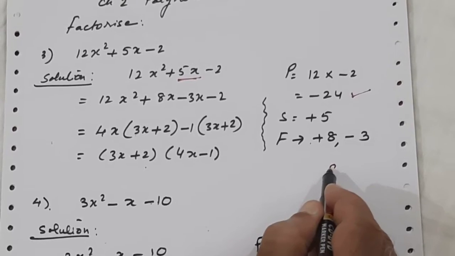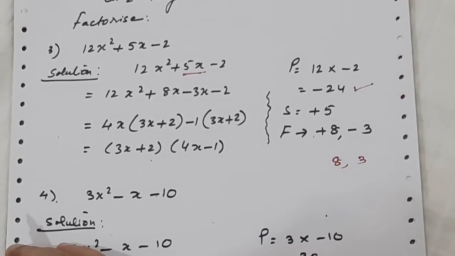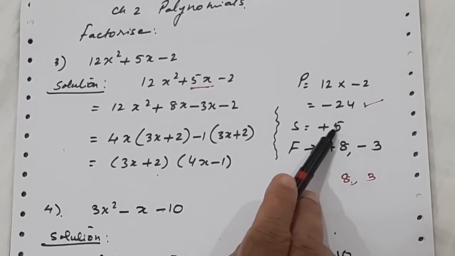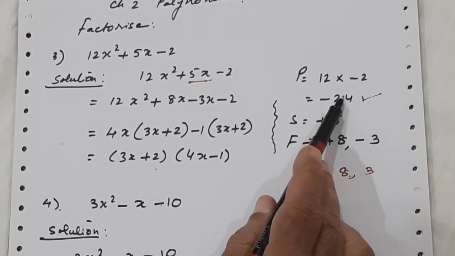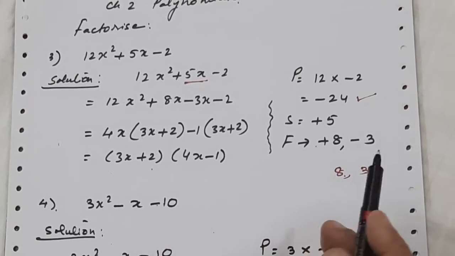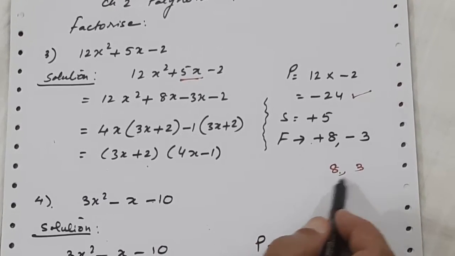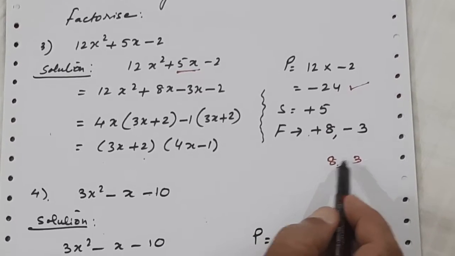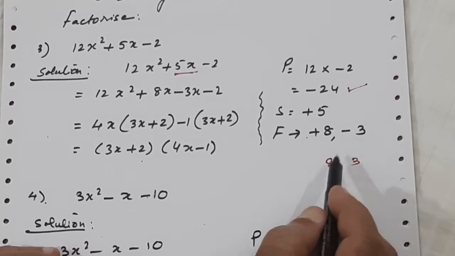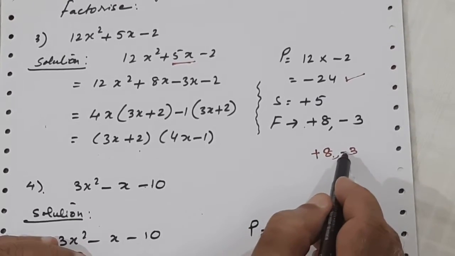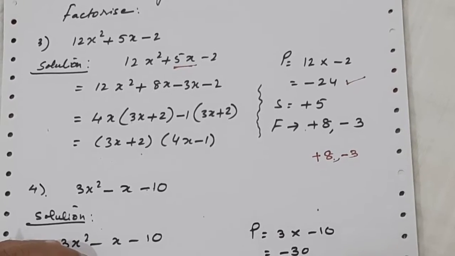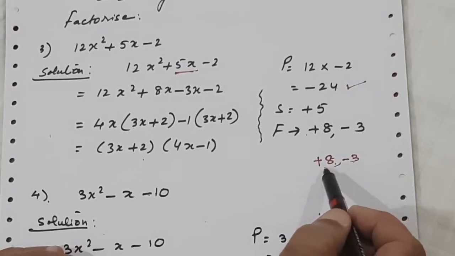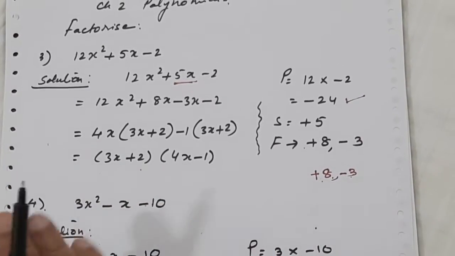So you see that 8 and 3. Now take the difference, 8 minus 3, it is 5. And 8 times 3 is 24. Now what about the sign? The greater number of these two factors will have the positive sign. So which is greater, 8 or 3? 8 is greater, obviously. So 8 will be plus and 3 will be minus. Remember one thing, when the product is negative, then both the factors will have opposite signs.